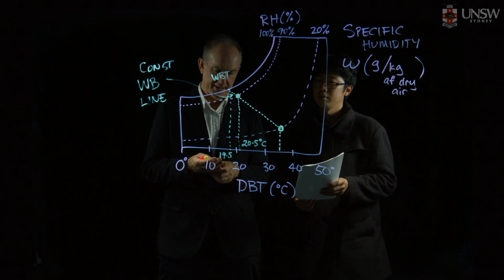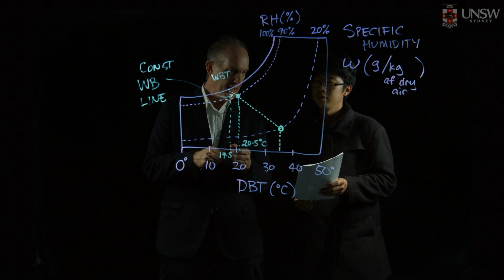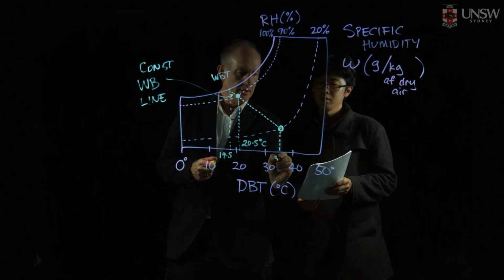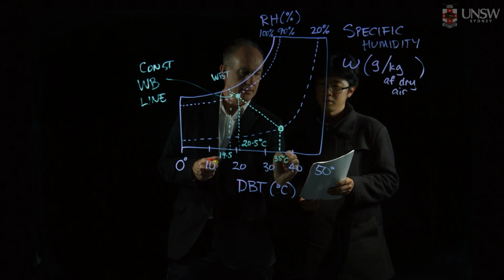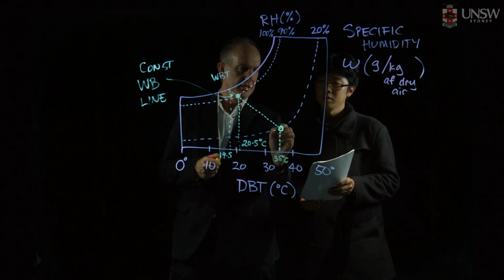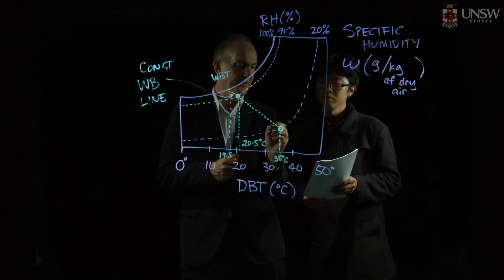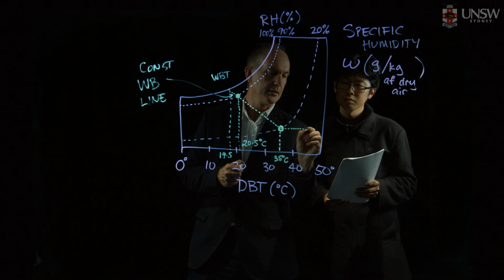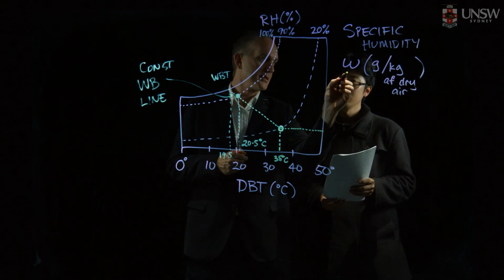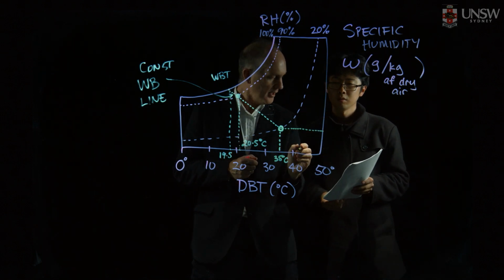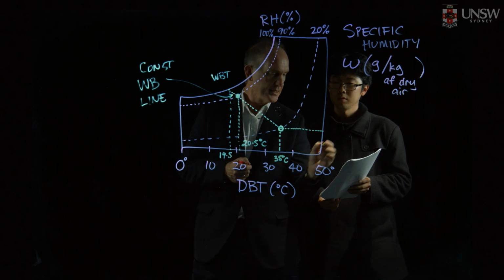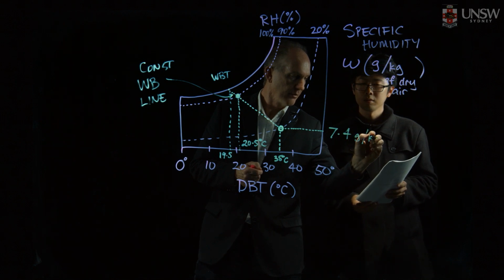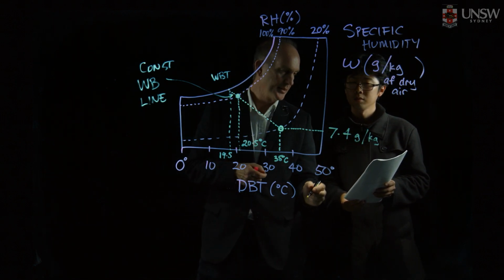Let's have a look and see how that's happening. So at our starting conditions, what we would do is look at 35 degrees C dry bulb temperature and 20% relative humidity. To find out the specific humidity of the air, we would go across here to the vertical axis for specific humidity and find that we would get 7.4 grams per kilogram. I won't put the dry air, but there it is.